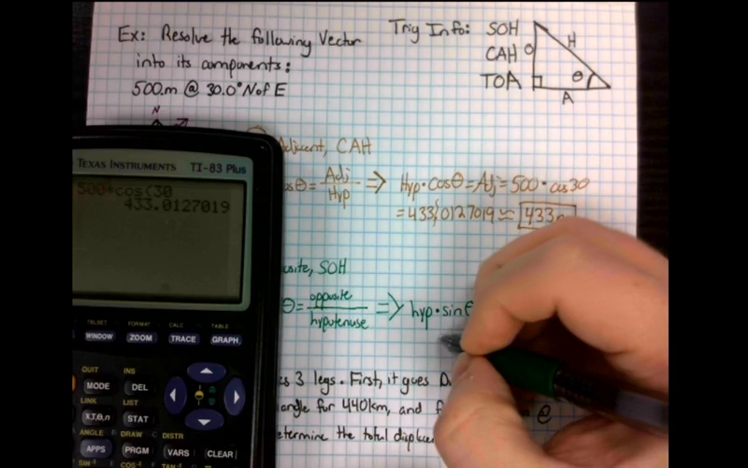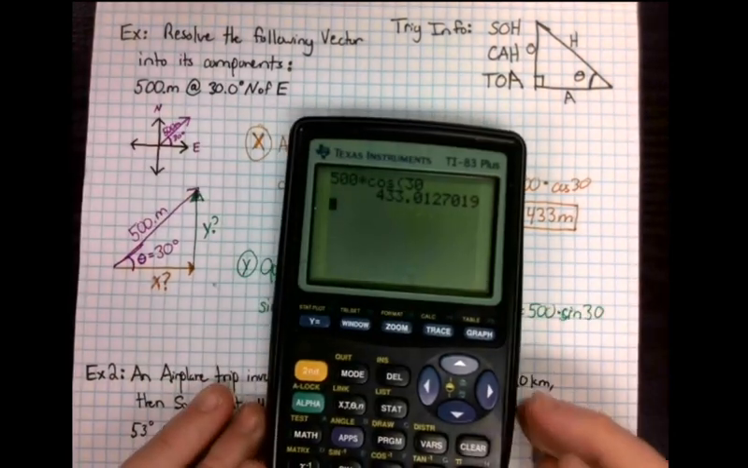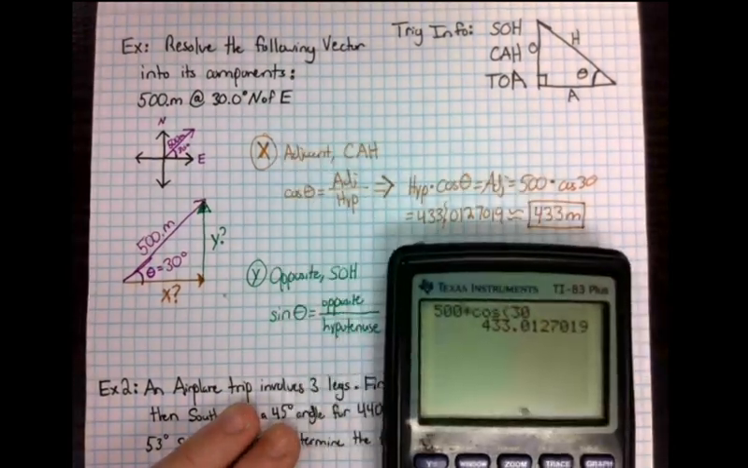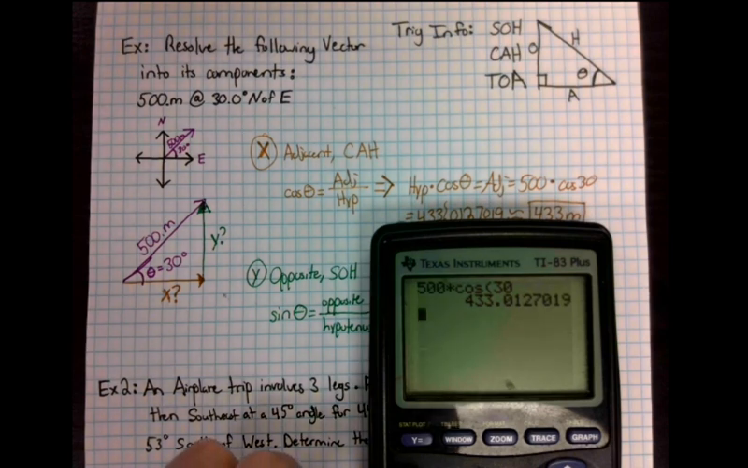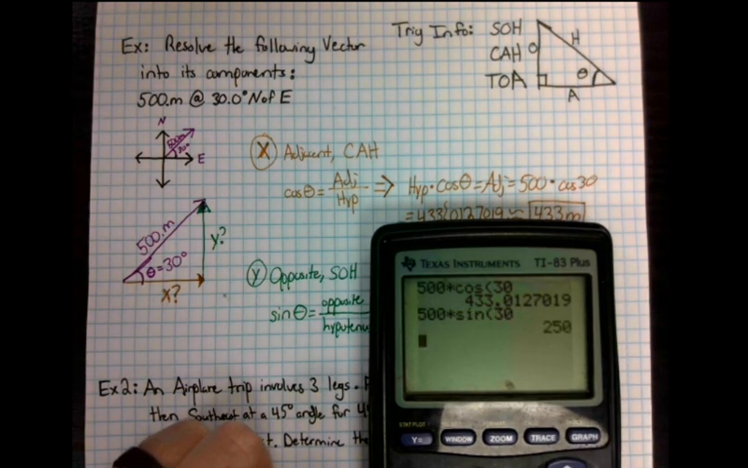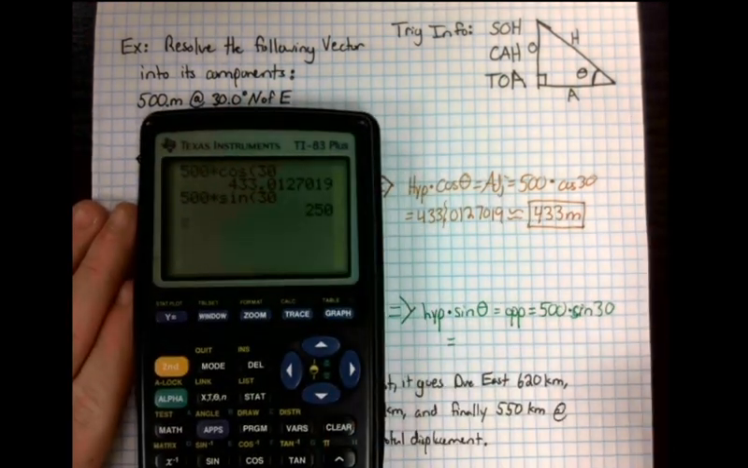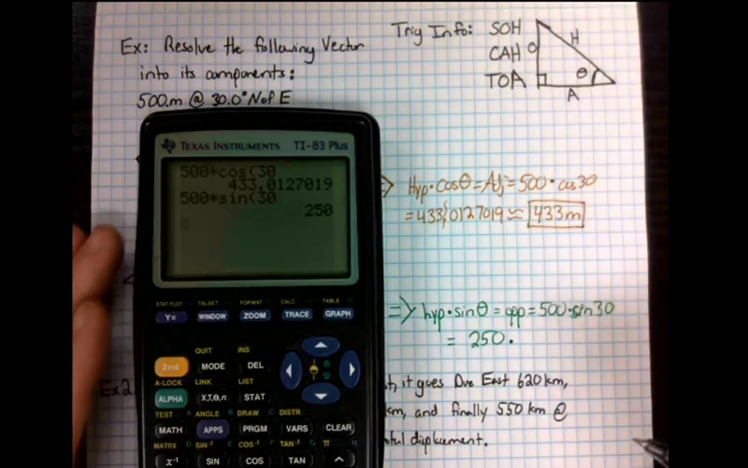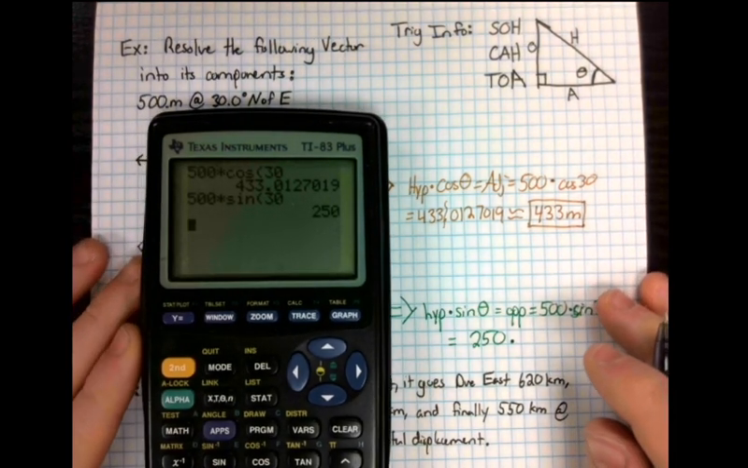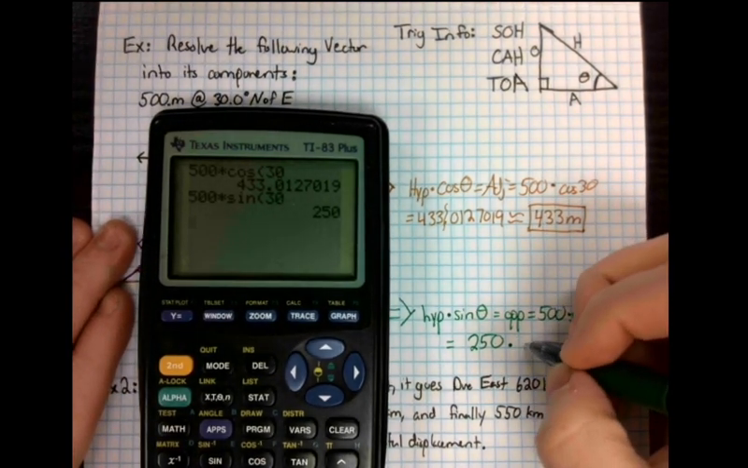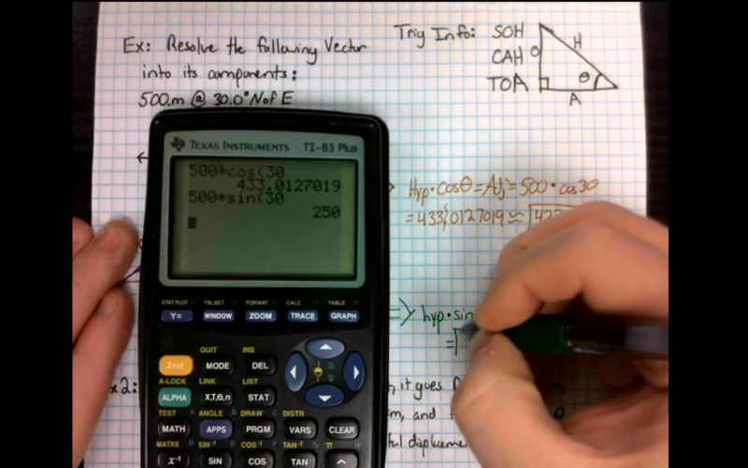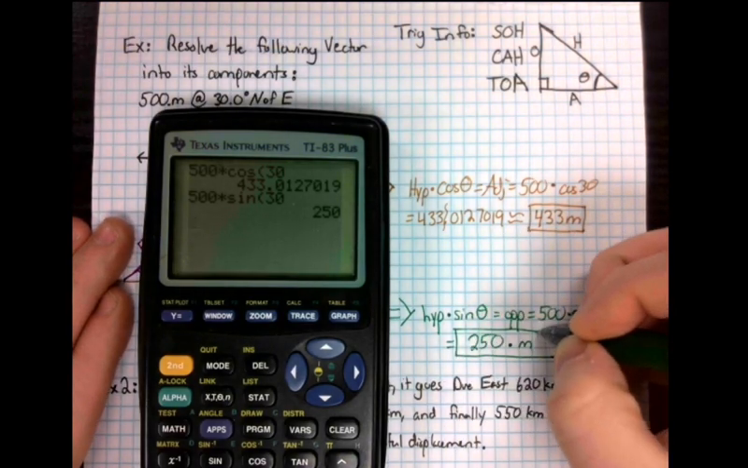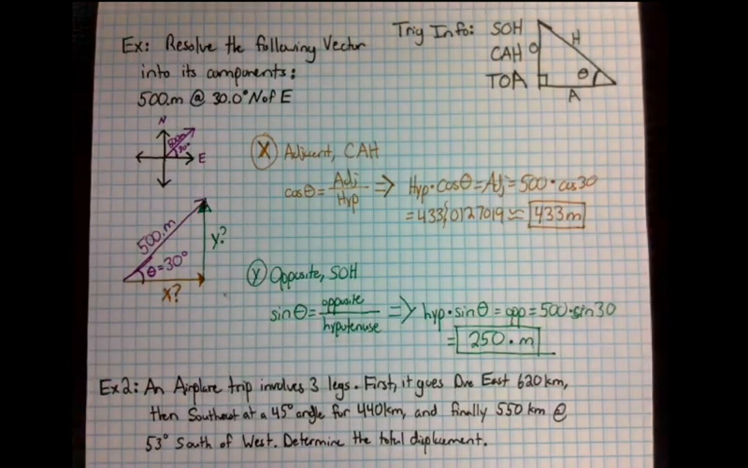So 500 times sine of 30. Because it's basically the same numbers, I'm going to do second enter, and then just back up and change this to sine. And now I got a clean looking 250. So we're just going to put a decimal at the end of that to make sure we know that it's got 3 sig figs. And it's going to be 250 meters. And that is our y component.